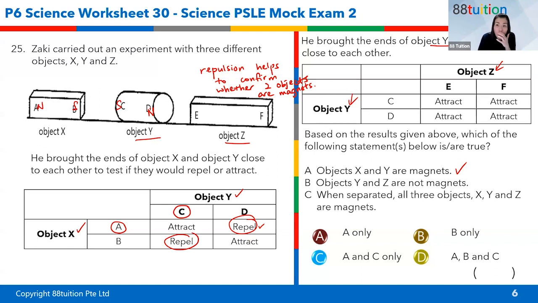So A is correct. Now, it says also Y and Z are not magnets. That's not true. When separated, all 3 are magnets. That's not true because Z is not a magnet. So the answer is only A.